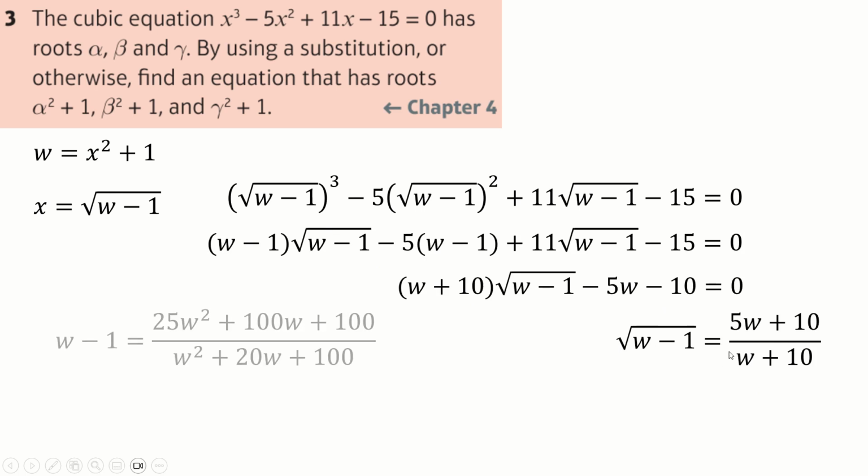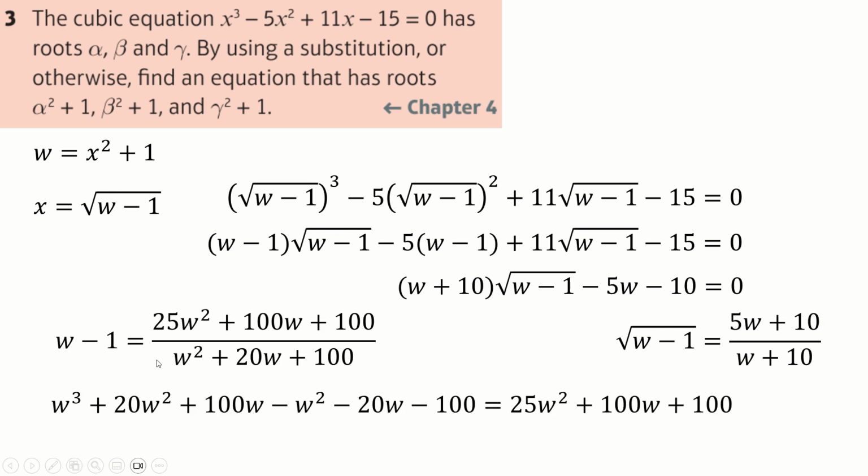So I'm going to square both sides here. Square this carefully out, so it's 5w plus 10 times 5w plus 10. This is w plus 10 times w plus 10. It ends up being this. Multiply that over there. Again, do a bunch of expanding. You end up with this. Collect everything on one side, and you end up with this here, which I believe is what they wanted to get.